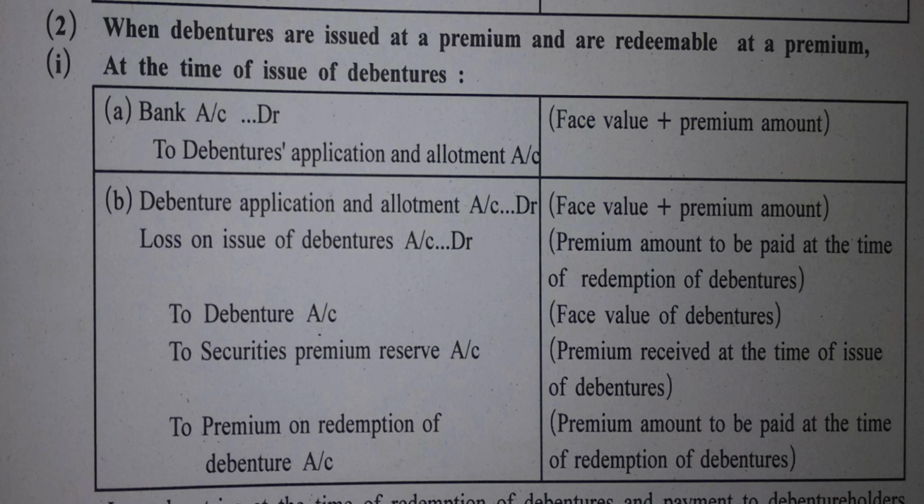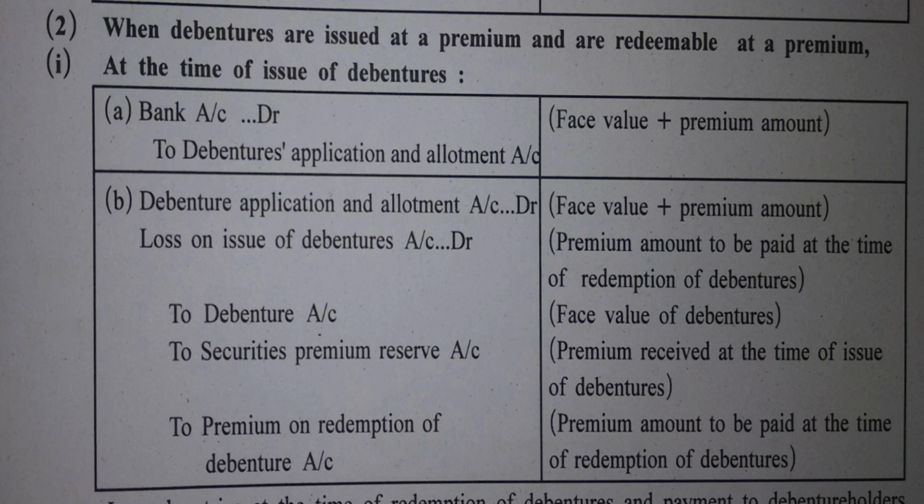So yes, the most important topic of all. See, firstly, we have studied that the debenture has been issued at par and is redeemable at premium. Then we have studied issued at discount, redeemable at premium. This is issued at premium and also redeemable at premium. That means the debenture is issued at a price higher than its face value and will also be returned at a price higher than its face value.